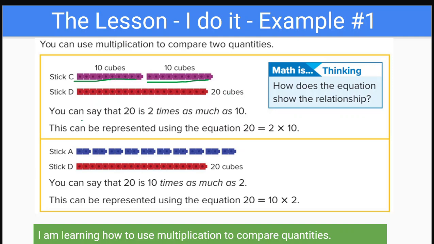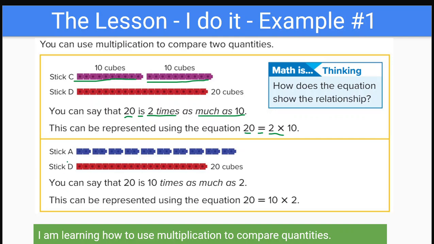So we could say this. You can say that 20 is, that means equals, 2 times, because it's up there 2 times, 1 time, 2 times, as many or as much as 10. Okay, there was 10 and 10. Now this can be represented in an equation by saying 20 is equal 2 times as much as or as many as 10.